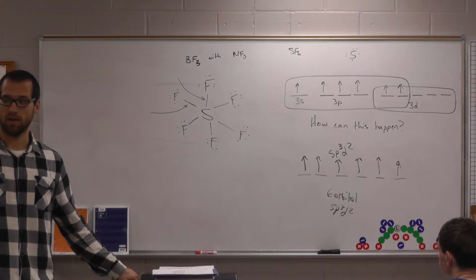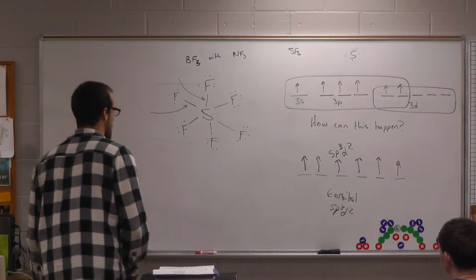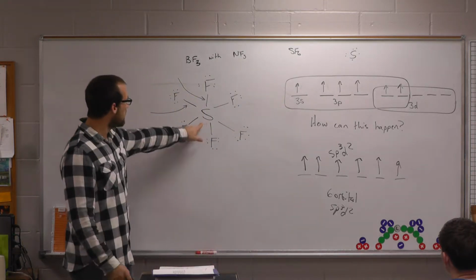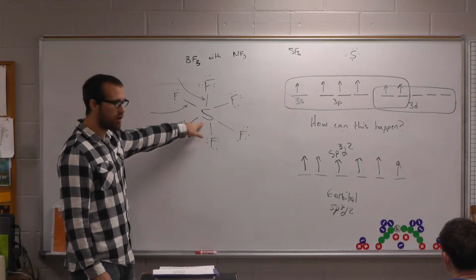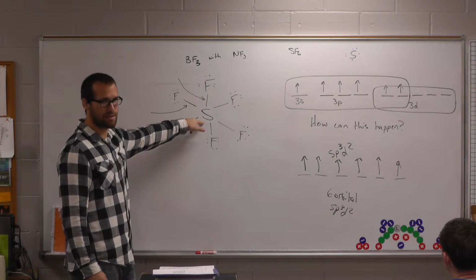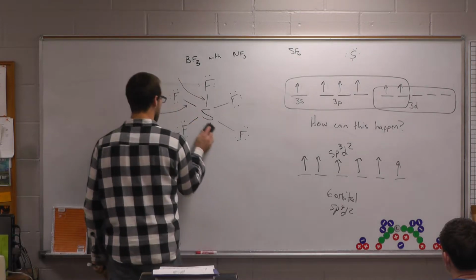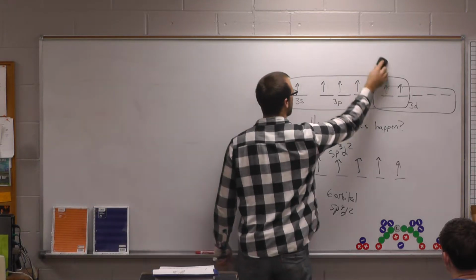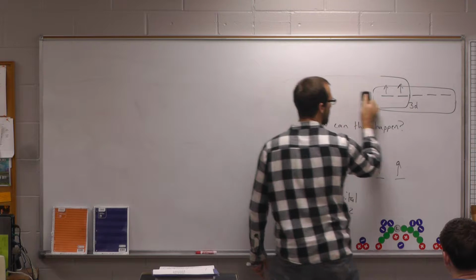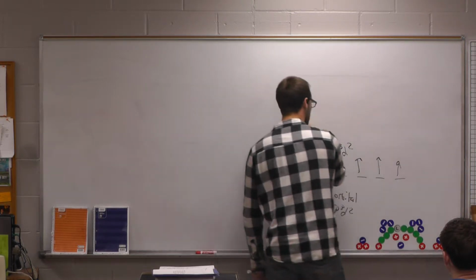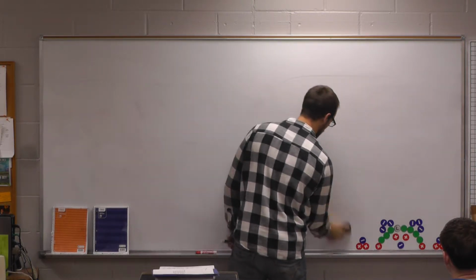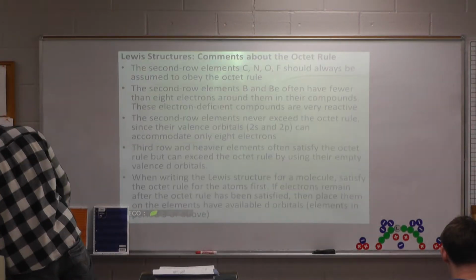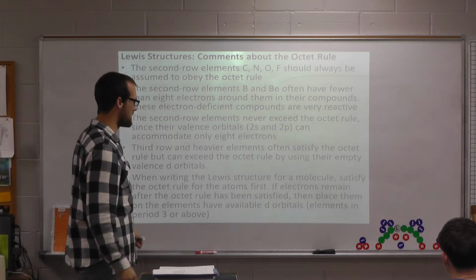So, here are some things that we have to talk about with regards to the octet rule. So how would I know, Mr. Kramer, if this is going to form SF4 or SF6? Or SF2? How do I know? Well, when can we disobey the octet rule and when can't we? Here's your answer. It's not as bad as you think.